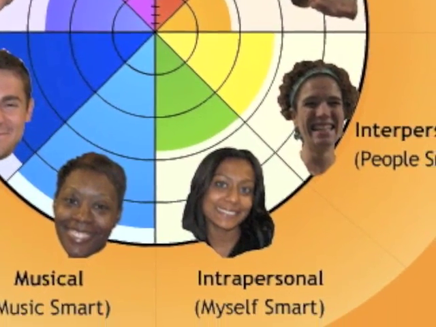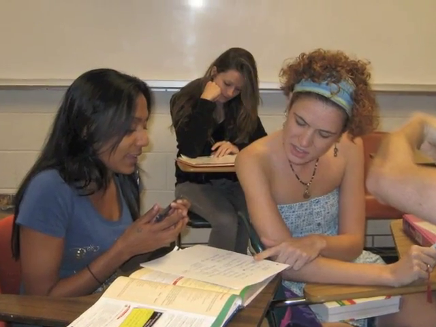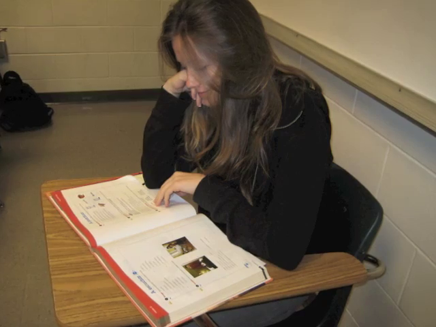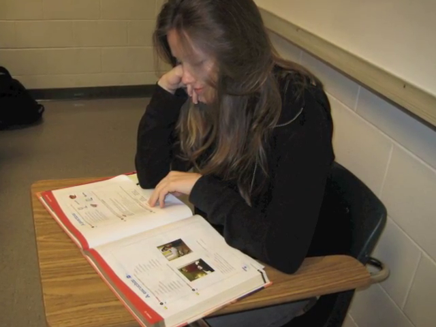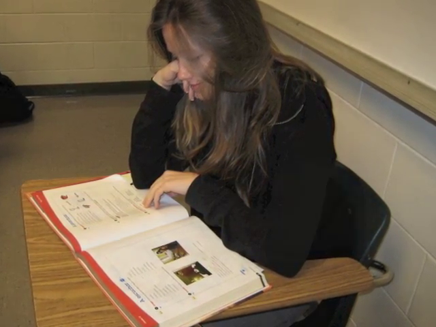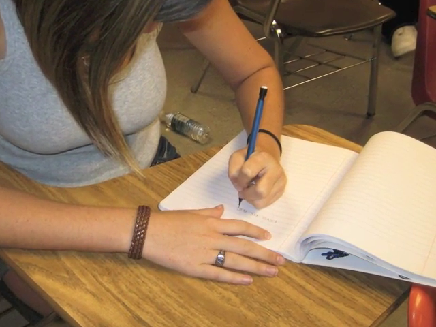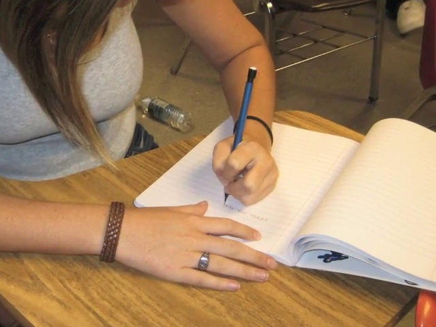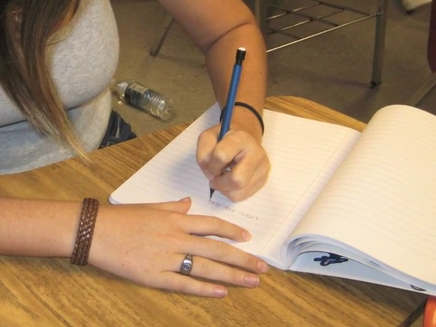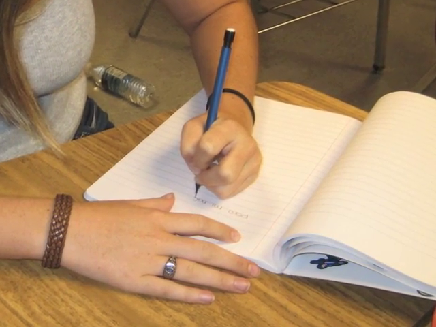Intrapersonal learners tend to work alone and are very self-aware. While group work is good for some, these learners need time alone to think and reflect. As teachers, we can allow some time in class for students to work independently, or have students keep a journal or diary throughout the semester. This will help them practice their writing as well as give them time to reflect on their learning experience.